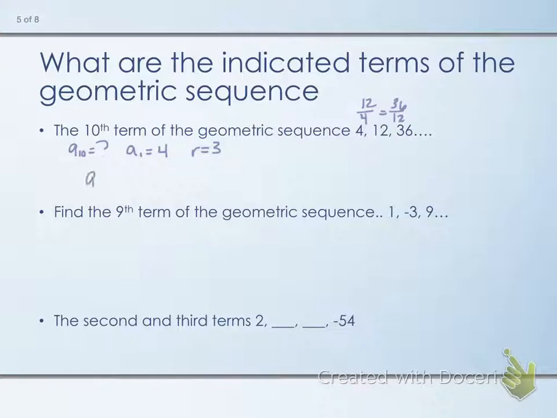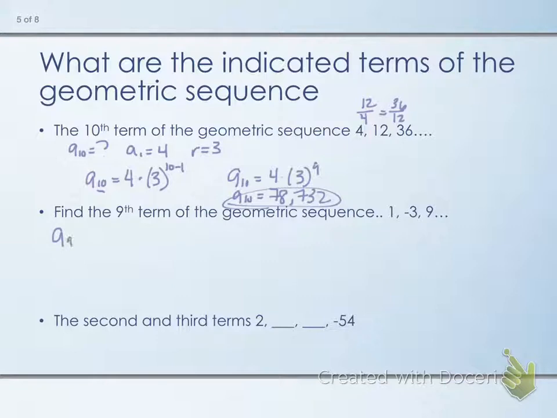So when I plug it in, I'm trying to find a sub 10. It's a sub 1 times my rate. Here's the key: you have to have your rate in parentheses, because if your rate is negative, it needs to be sitting in a set of parentheses. Then it's to the n minus 1 power. My n always represents the nth term we're plugging in. So 10 minus 1, let's simplify: 10 minus 1 gets me 9, and then I'm just going to type this in my calculator. I type in 4 times parenthesis 3 parenthesis to the 9th. So that 10th term would be 78,732, because we are multiplying by 3 each time. So it's going to get very, very large very quickly.